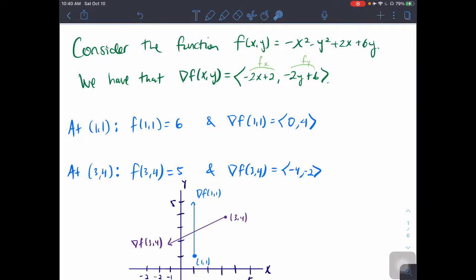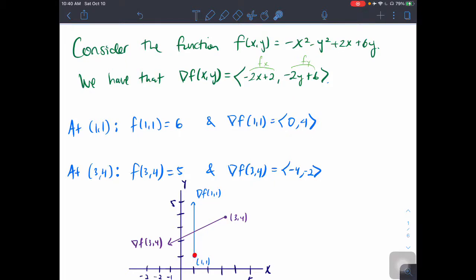So if I plug in the point 1, 1, which is right here, if you plug it into the function, you get that your output z value is 6. And so therefore, this is corresponding to a point on the surface with coordinates 1, 1, and 6. But when you plug it into the gradient, what you're getting is its corresponding gradient vector.